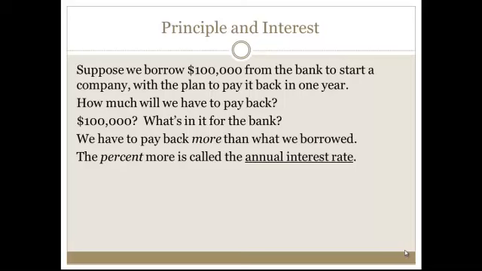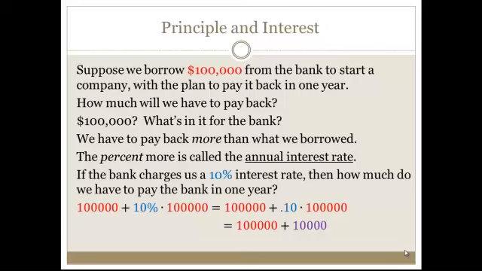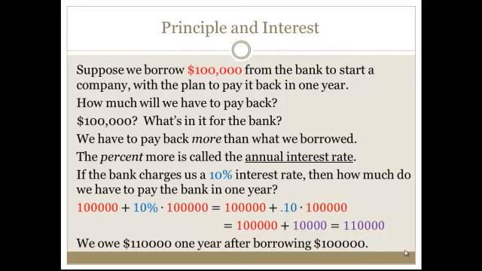The percent more is called the annual interest rate. If the bank charges us a 10% interest rate, then how much do we have to pay the bank in 1 year? Well, we have to pay them back the $100,000 we borrowed, plus an additional 10% of the $100,000. We can write 10% as 0.1. This comes to $100,000 plus $10,000 in interest, for a total of $110,000. So we owe the bank $110,000 1 year after borrowing the $100,000.